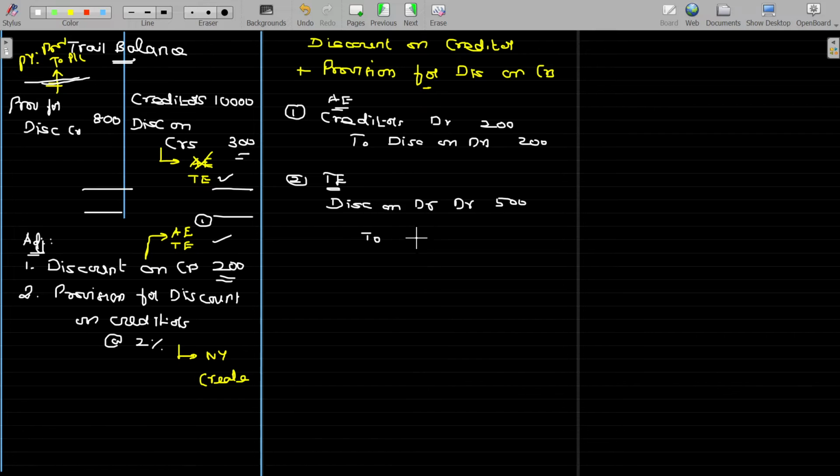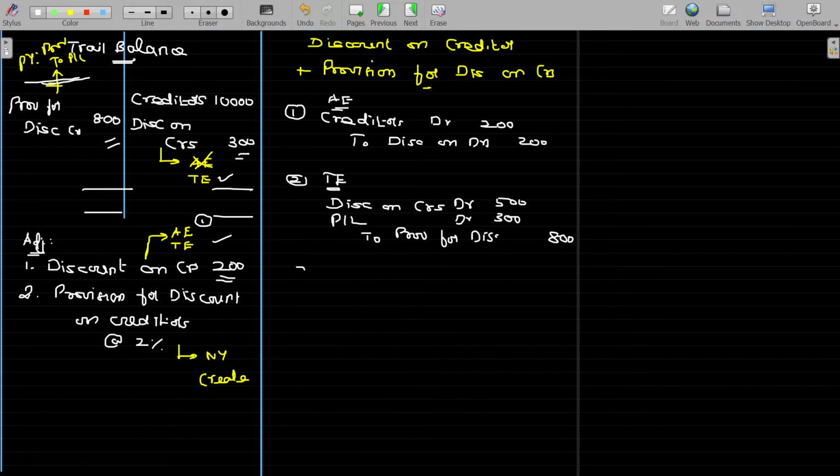To provision for discount on creditors. How much do we have already in the beginning? On usage, the debit balance is going to be used, so it is going to be credited ₹800. The difference between these two, ₹300, can be simply transferred to the P&L account, so to the P&L account debit side. Transfer entry. Okay. This is discount on creditors.